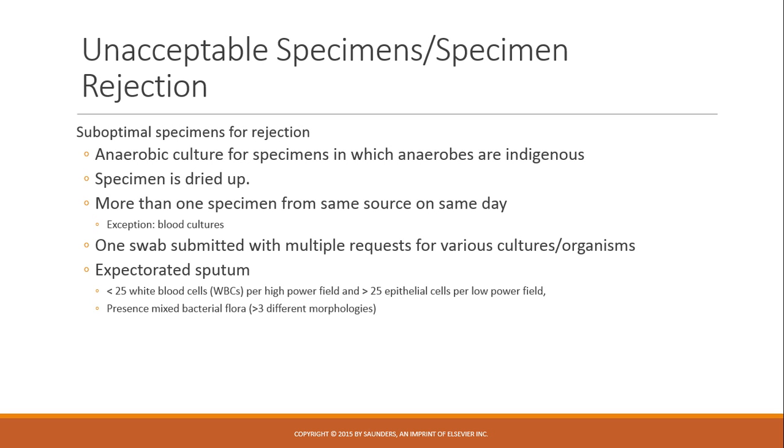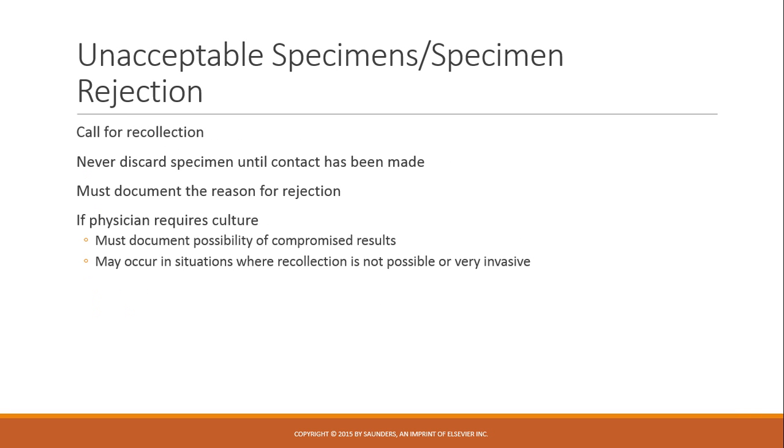Another thing is if you get the culture and you see 3 different colony morphologies or more on the culture, that indicates a mixed culture. So we would reject the sample. How do we do that? You want to call for recollection. Call the nurse. Tell them about the sample not meeting the criteria or it's contaminated, and request a new sample.